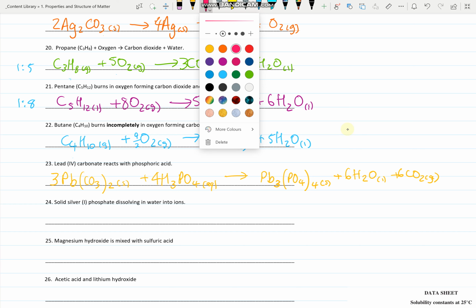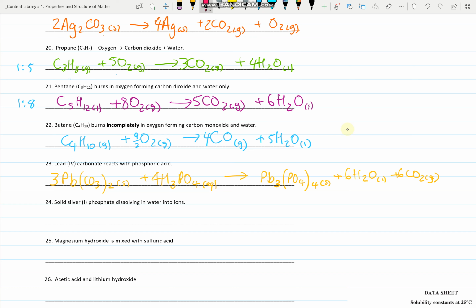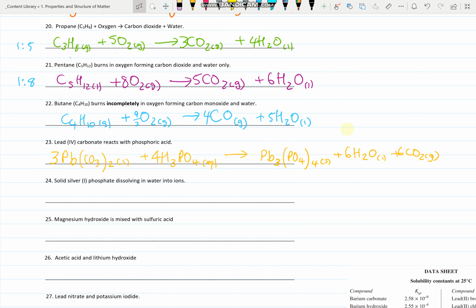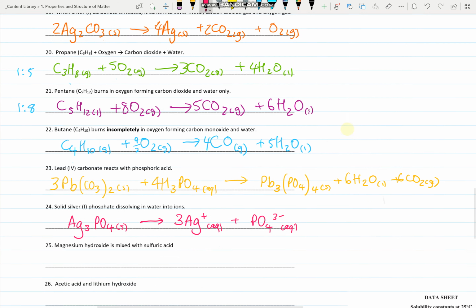Right, solid silver phosphate dissolving into ions. Okay, this is just called a dissolution or dissolving. It's actually really good to know. So you've got silver phosphate. Silver is 1 plus, so I need 3 of them to match the phosphate, and it's going to dissolve slightly into its ions. So actually, I should write, it's going to split into its 3 silver ions, aqueous, plus its 1 phosphate ion, aqueous. And they're no longer attached. They're actually dissolved. Right, and that's all it was asking for.